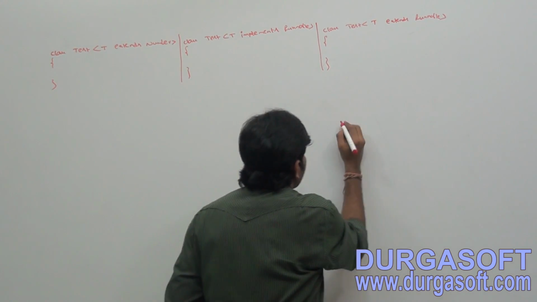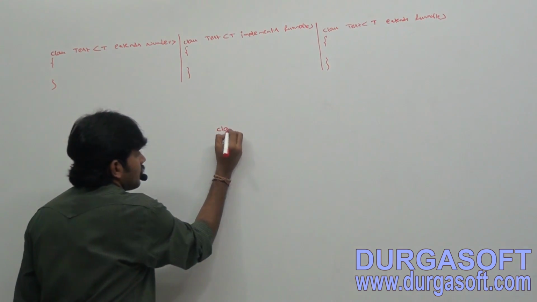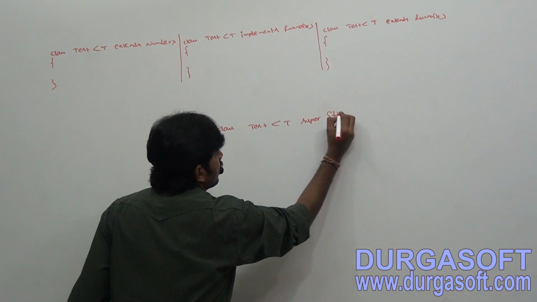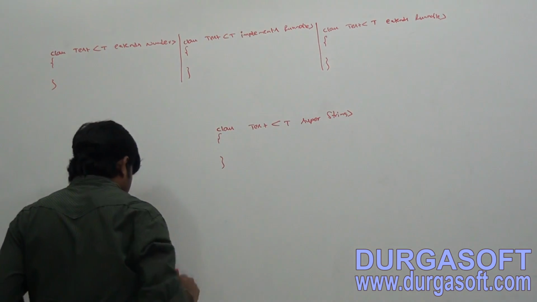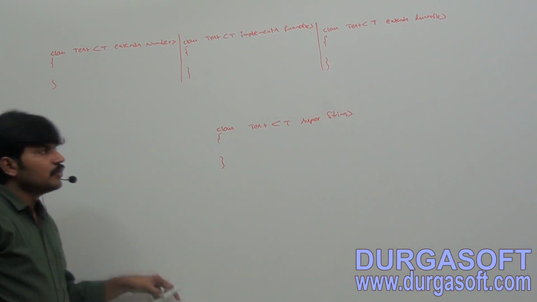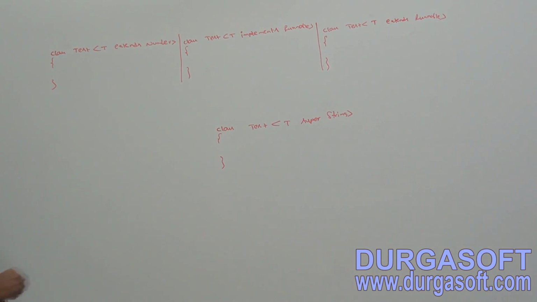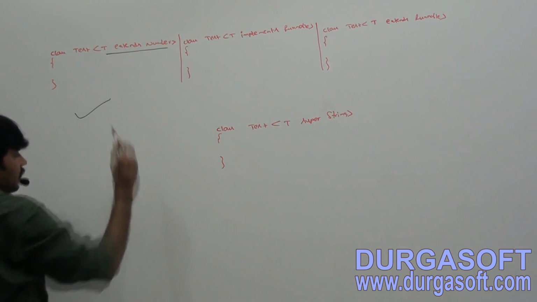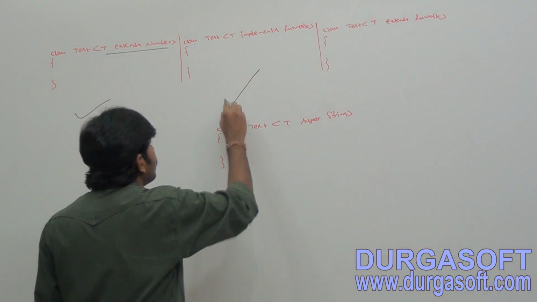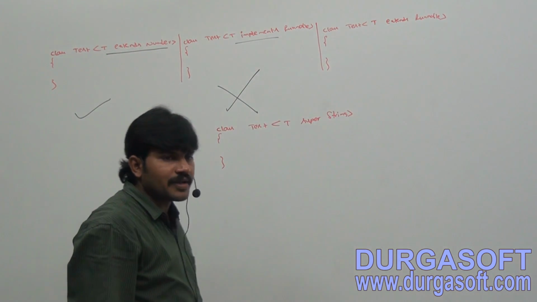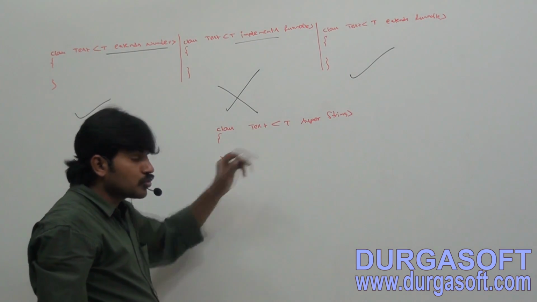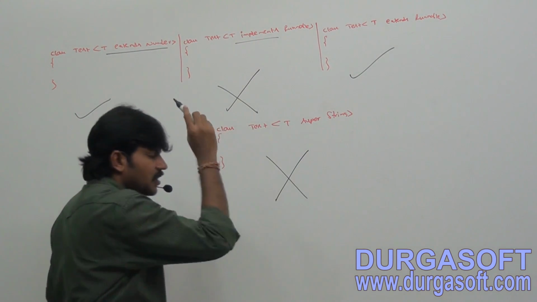Next, fourth one, class Test of T super String. Okay, that's all. Can you tell among these which are valid, which are invalid? First one, valid. T extends Number, valid. Second one, invalid, because the implements keyword we can't use. Third one, extends Runnable, valid. Fourth one, T super, such type of terminology is not applicable.